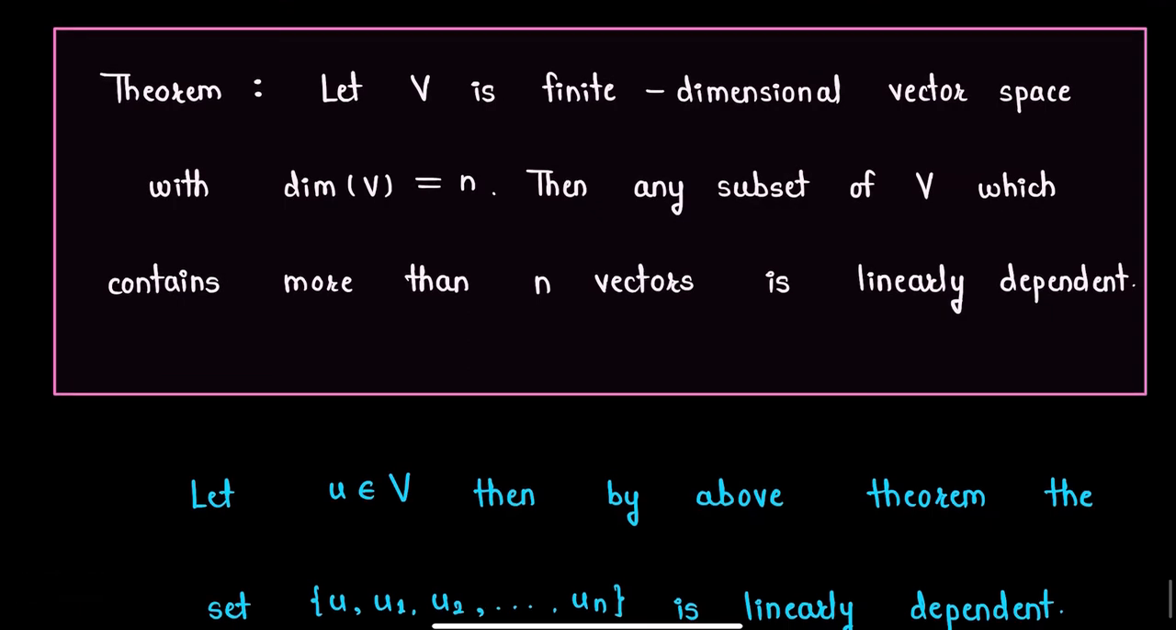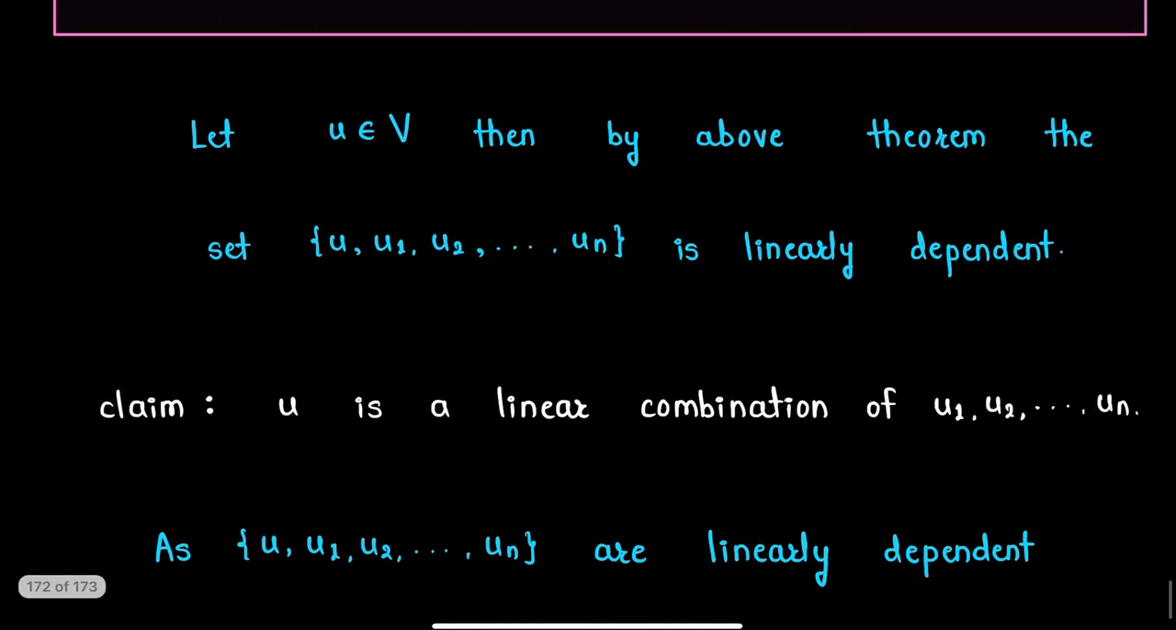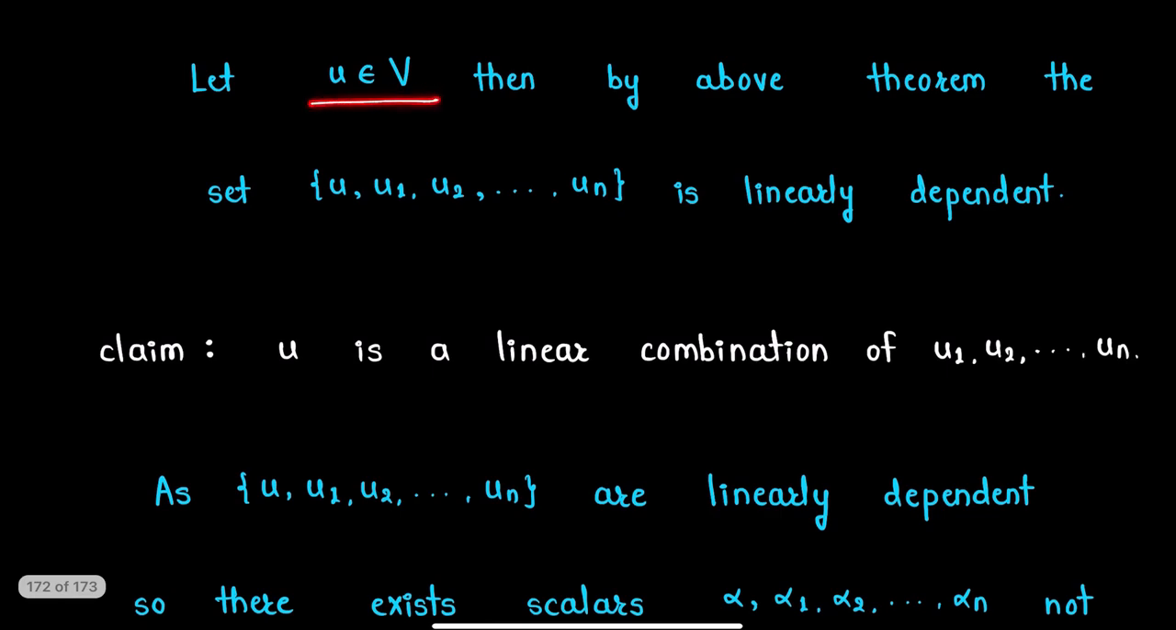Next, we have one theorem which states that if V is a finite dimensional vector space with dimension of V equal to n, then any subset of V which contains more than n vectors is always linearly dependent. Next, consider any arbitrary vector, say u, in vector space V. Then by the above theorem, the set containing vectors u, u1, u2 up to un, that is the set containing these n plus 1 vectors, is always linearly dependent.